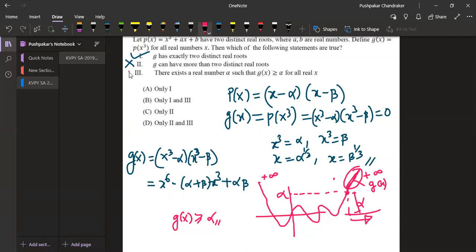So option: there exists a real number alpha such that g of x is greater than or equal to alpha for all real numbers x.